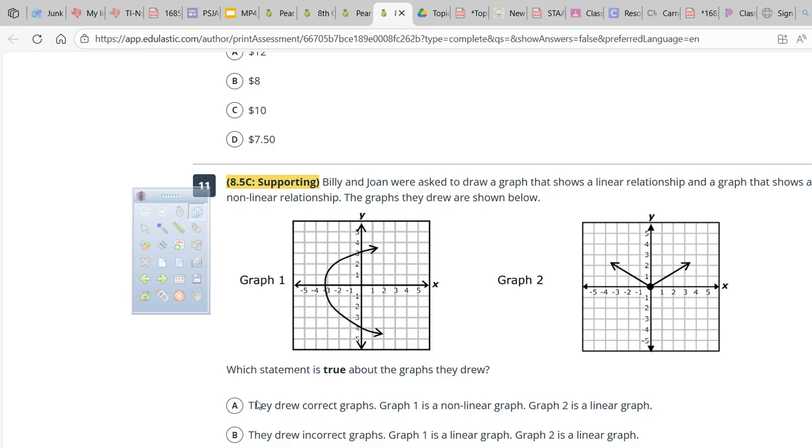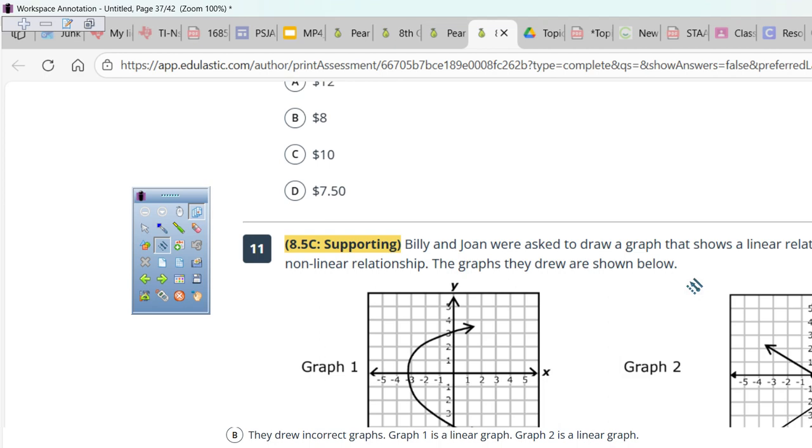They drew incorrect graphs because graph 1 is nonlinear, perfect. It's not a straight line. This one's curved. And graph 2 is not linear. Good, because it's straight, but what makes it not linear is it has that little turn. So it has to be like a straight line. This would be a linear graph. That's a linear graph. It's just a straight line.